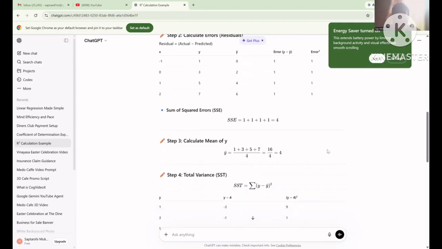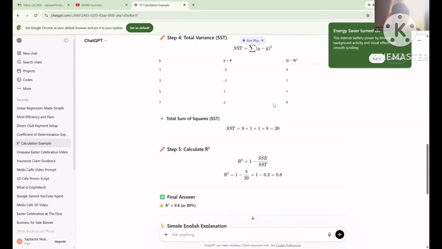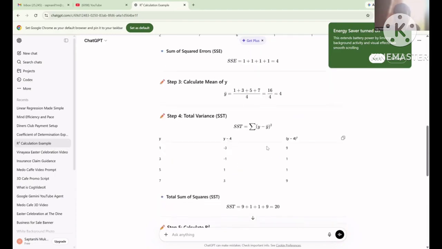Now, calculate the mean of y. We have got SSE, but what is our target, sir? Our target is to calculate the R square. This is the formula, and we need to remember it. R square is 1 minus SSE by SST, right? The calculations for SSE are done. Now this is the calculation for y. Y is nothing but the mean.